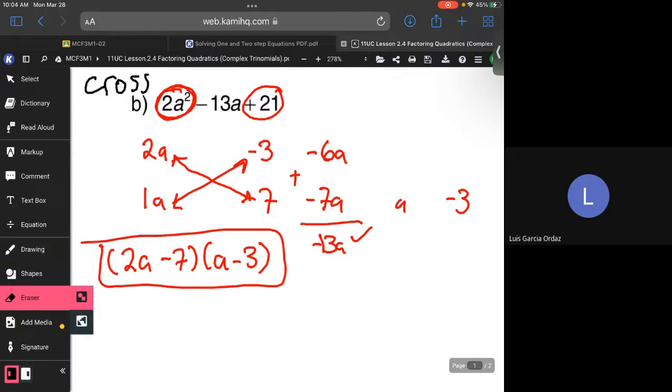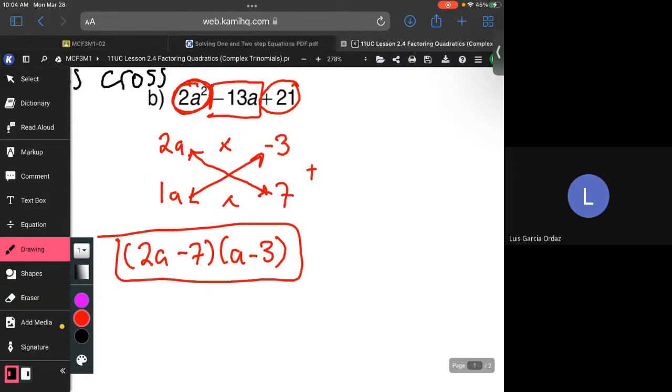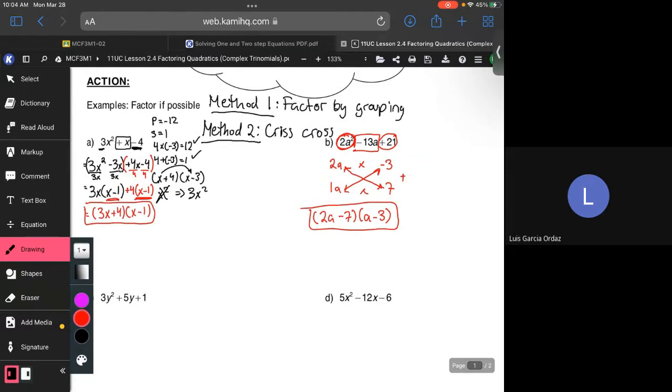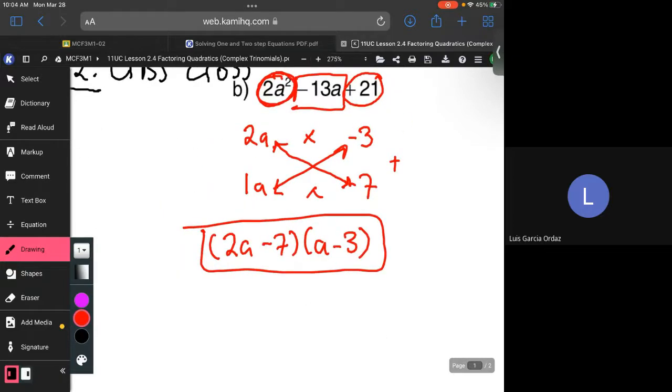So like I said, this might be easier for some, but harder for others. It's the same idea. Two numbers that multiply to negative 21, but when you multiply them by the a terms and add, they have to give negative 13a. As you can see, the crisscross method, in comparison to my first one, takes significantly fewer steps. But if you want to factor by grouping, that is completely fine.